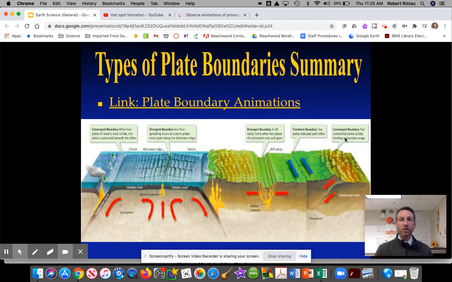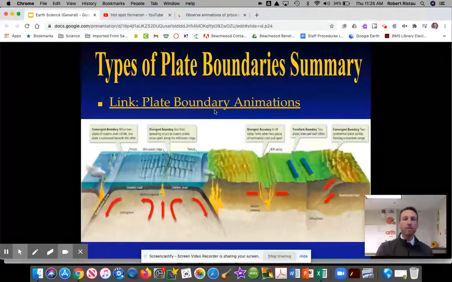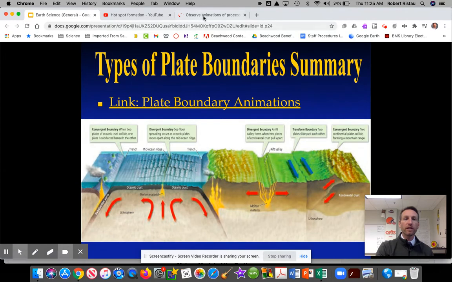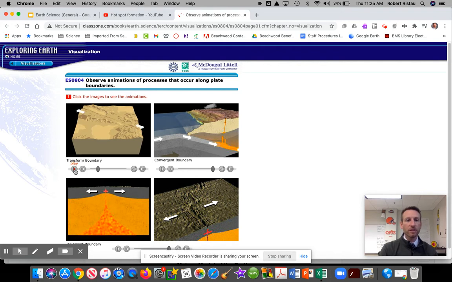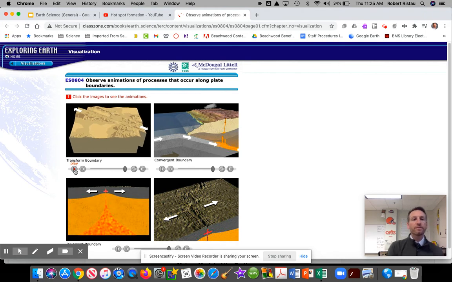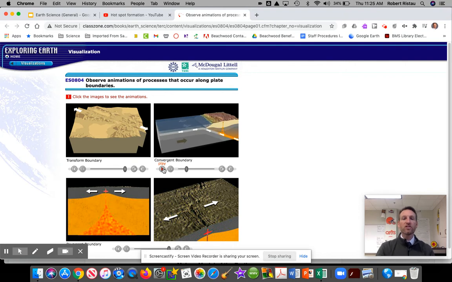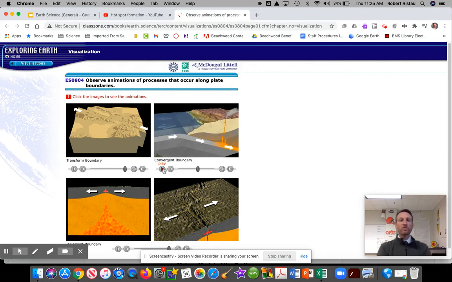All right, and that's kind of the summary. What happens at each of those boundaries can be seen with this link here. So I'm just going to walk you through these. These are pretty simple explanations, but you can see them. So there's the transform boundary of them sliding past each other, creating what's called a fault. Okay. Convergent boundary. This is oceanic to continental, so you see subduction, which causes the volcano over here to happen. Here's the trench.